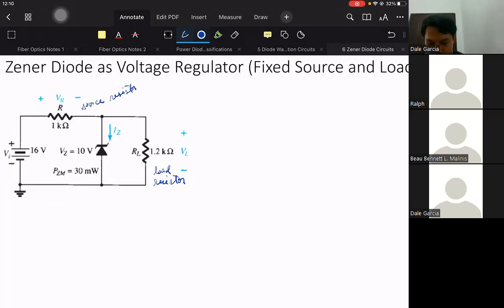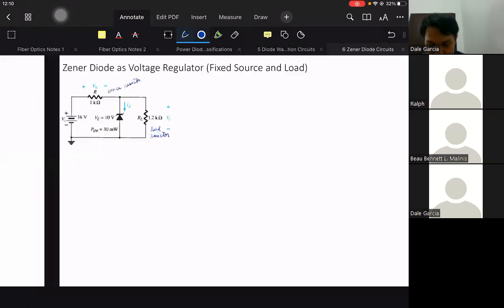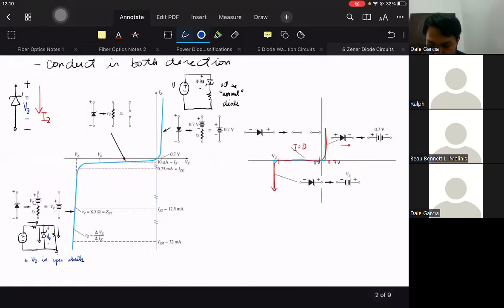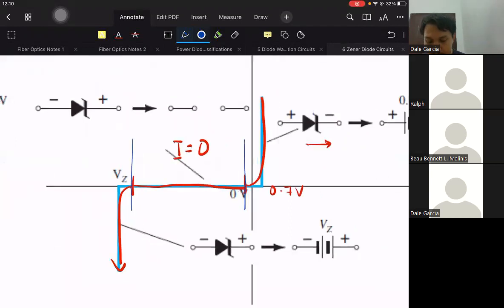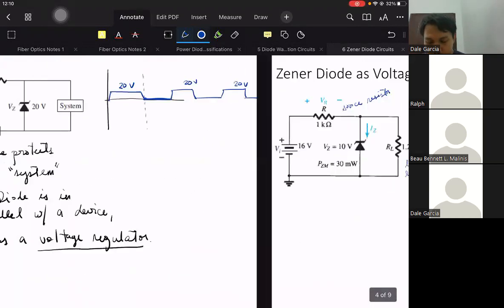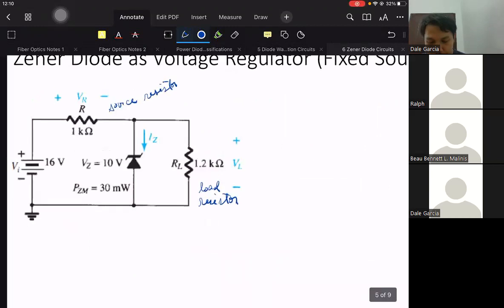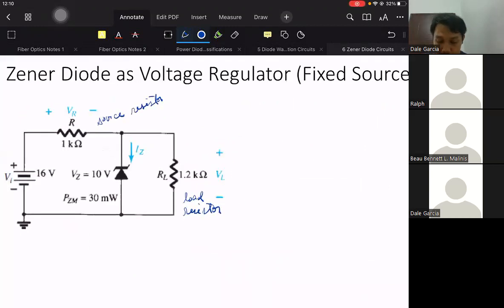And then for the Zener diode, class, if we refer back to our characteristic curve, notice this portion, right? It is the portion where the current is 0 amps, 0 amperes. Meaning, we need to determine if there is enough voltage drop in this portion to turn on the Zener diode, or to reverse bias the Zener diode. So how do we do that?